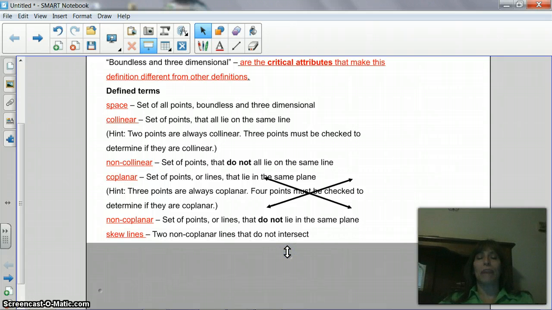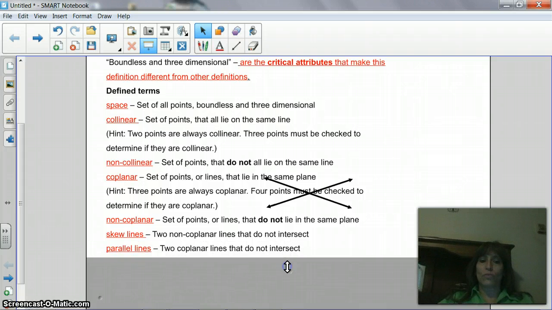Alright, probably my favorite word out of this bunch is skew lines. Skew lines are 2 non-coplanar lines that do not intersect. And I think we've talked about this in just about every class. We said that you could have a line or a plane going this way and another going this way, and they never actually cross or intersect, and they're not on the same plane because this one stays up here, this one's down here. A really good example of that would be an overpass, 2 roads that have an overpass, because that top road is never going to connect to that bottom road.